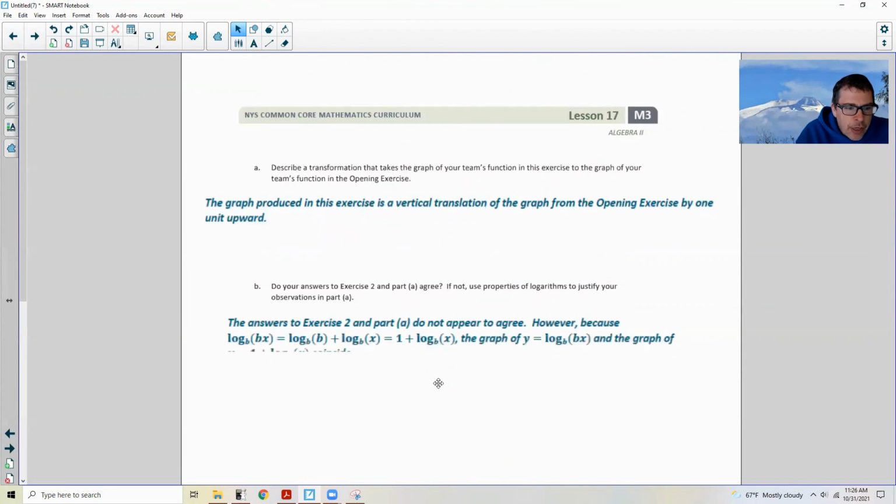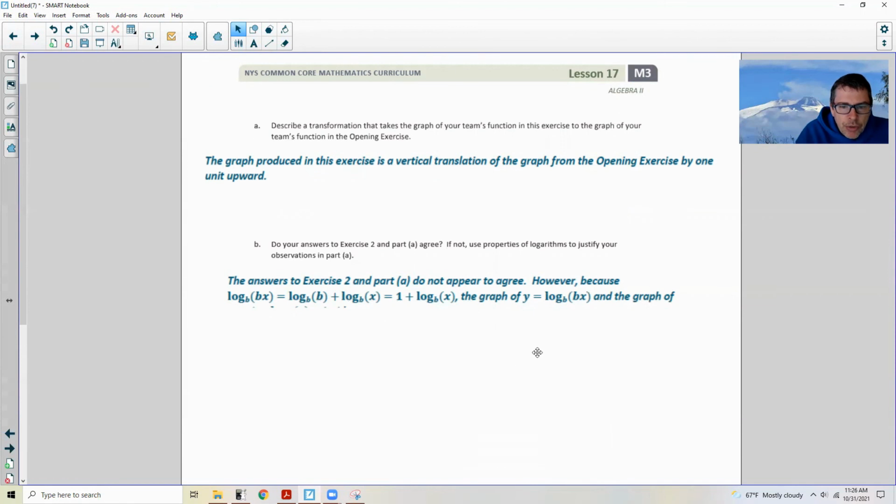Okay, so it says, however, because log base b of bx equals log base b of b plus log base b of x, which equals 1 plus log base b of x, the graph of y equals log base b of bx, and the graph of y equals 1 plus log base b of x coincide. Okay, so using our product rule justifies the fact that it was shifted up 1.